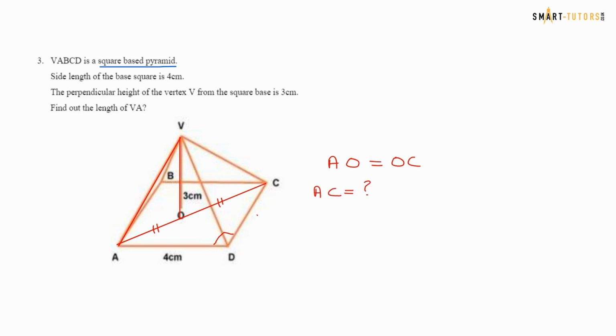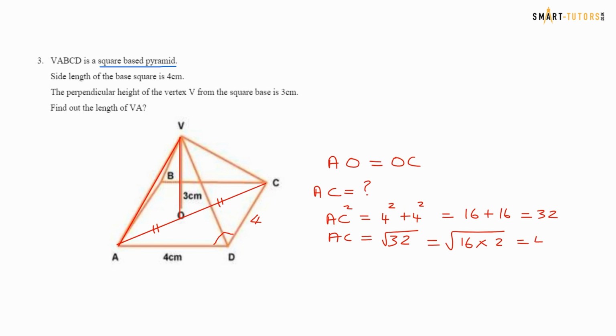It's a square base pyramid. So this is 4 centimeter, 4 centimeter. So AC squared equals 4 squared plus 4 squared. 4 squared we know is 16, plus 16 is 32. So AC equals square root of 32, right? Square root of 32, we know 16 times 2 is 32. Square root of 16 is 4, so 4 root 2, right? So half of AC is AO. So AO is half of 4 root 2, which is 2 root 2.